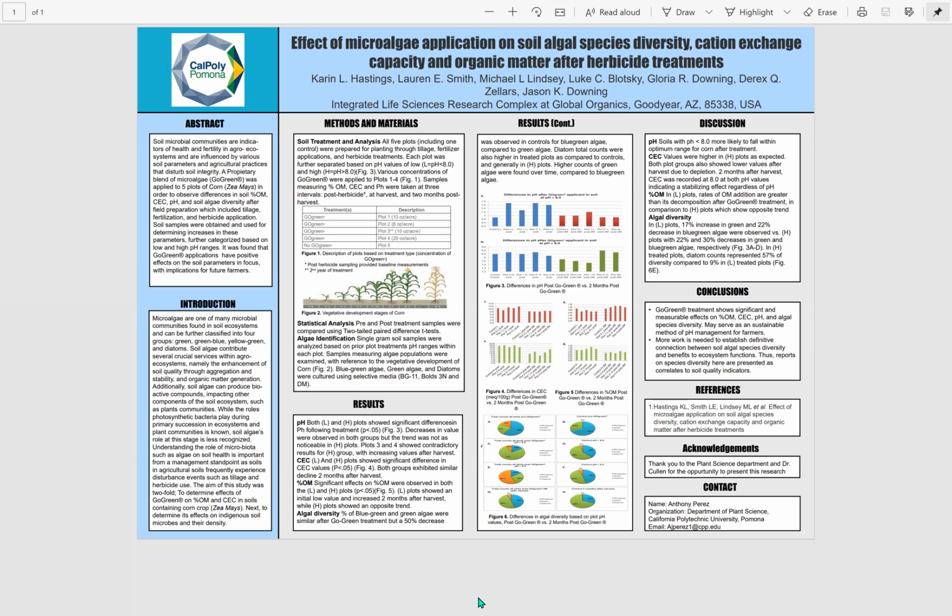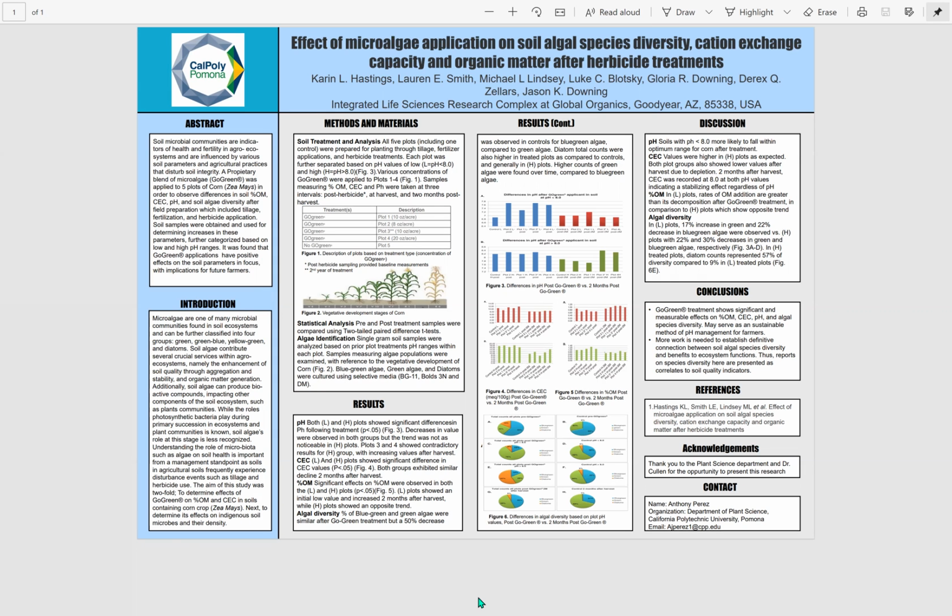Another important ecosystem service that microalgae provide is by acting as indicators of soil health, which is observed by parameters in the soil such as cation exchange capacity, percentages of organic matter, pH values, and species diversity.